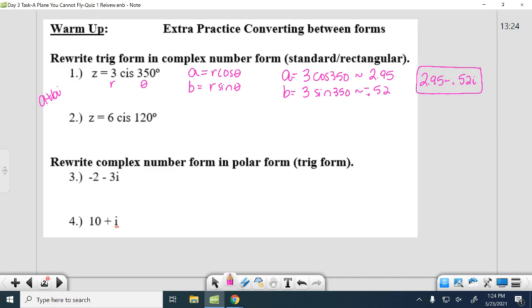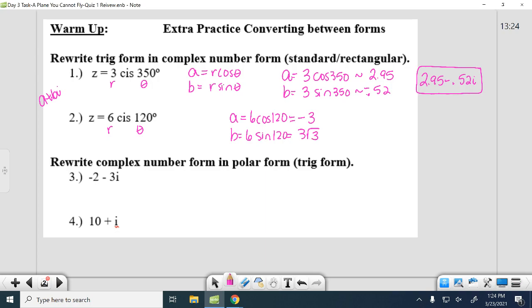All right, so we have z is 6 cosine i sine of 120. R value is 6. Theta is 120. Follow the same format for A and B. So our A is going to be 6 times cosine of 120, which equals negative 3. And our B value is going to be 6 multiplied by sine of 120, which is 3 square root 3.